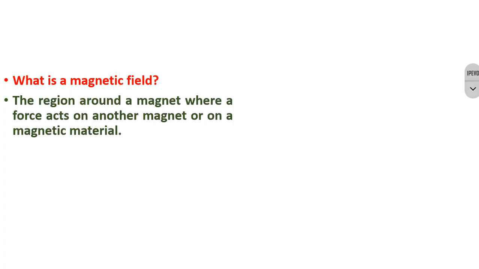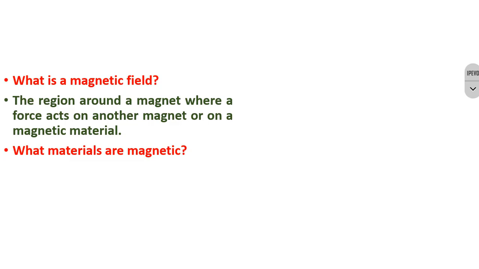The next question here, what is a magnetic field? It is a region around a magnet where the force acts on another magnet or on a magnetic material. A magnetic field is a region around a bar magnet where the influence of that magnetic force is being experienced.